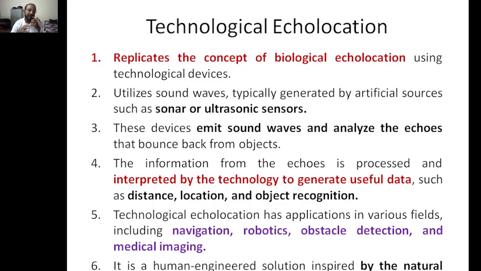Now the information from the echoes is processed and interpreted. You need to process the echoes coming from the object after hitting, and interpret them using a lot of technologies. Nowadays AI is coming, which is surely going to help very drastically in this particular field, such as to find distance, location, and which object needs to be recognized. So technological echolocation has applications in various fields: navigation, robotics, obstacle detection, and medical imaging. The sixth point: it is a human-engineered solution inspired by the natural abilities of animals.